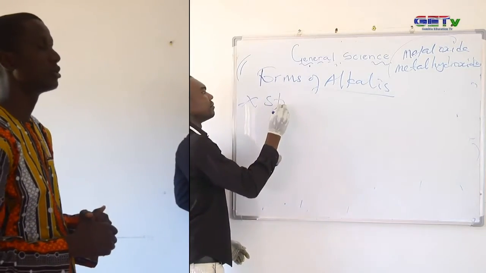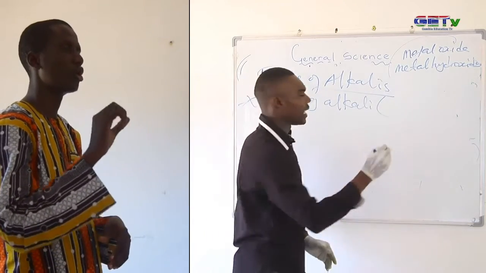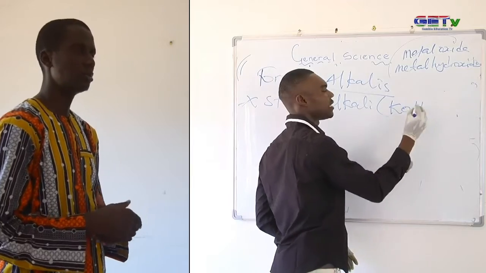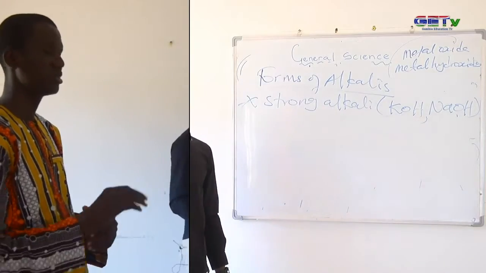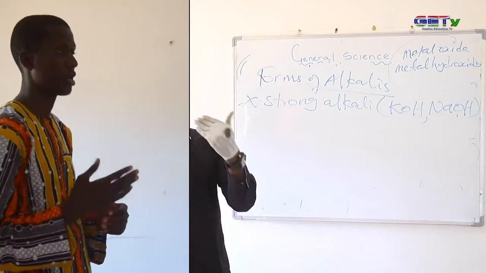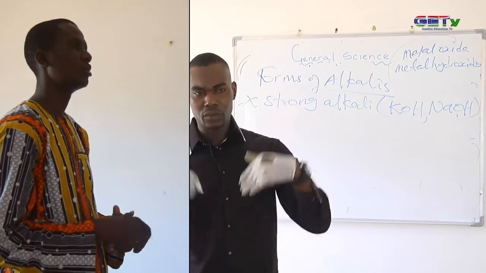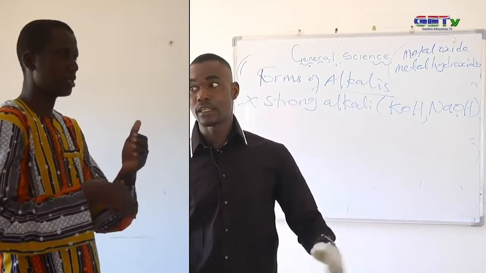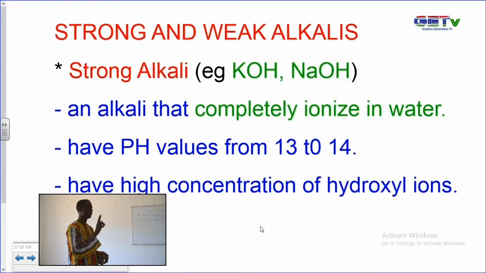One is a strong alkali. An example of a strong alkali, as given there, is potassium hydroxide and sodium hydroxide. These are strong bases. And what are some of the reasons why we say they are strong bases? One, they can completely ionize in water. When they are dissolved in water, they will completely ionize. Completely, not partially, but completely. Two, they have pH values from 13 to 14. Strong alkalis always have pH 13 and 14. Please take note of that.